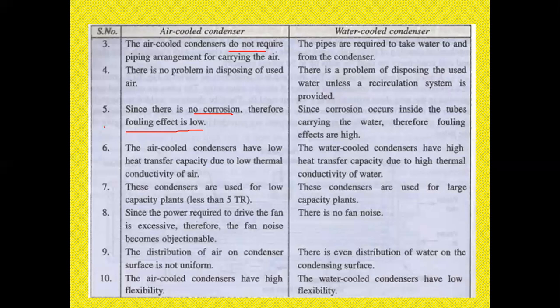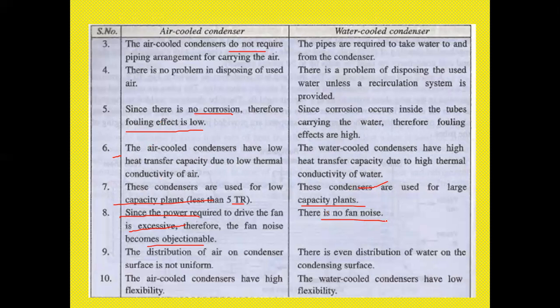Next, these condensers are used for low capacity plants, less than 5 TR. So these condensers are used for low plant capacities. Next, these condensers are used for larger capacity plants. Since the power required to drive a fan is excessive, the fan noise becomes objectionable. Here we have the objectionable noise, but in the water cooled case there is no concept of fan noise.